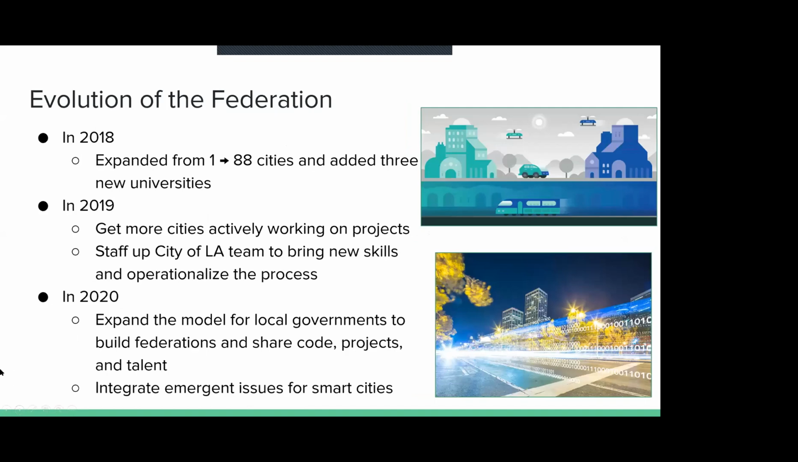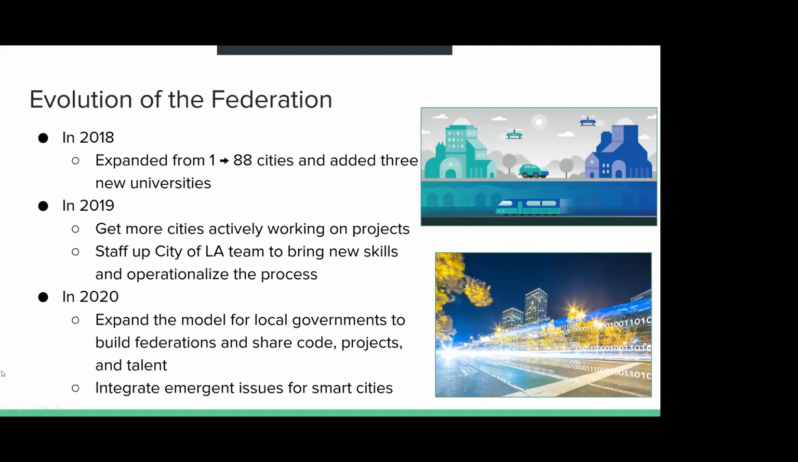So this is where we have been the last couple of years. We expanded in 2018 from our initial concept, which has been pretty successful for us. Again, we're able to do this very inexpensively inside the city of LA, and our universities have just been spectacular in stepping up and really wanting students to get access to real projects and resume building activities. We've brought some more cities on and we staffed up our citywide data analytics team. And now we're really expanding this model for more local governments to share and really thinking about these issues around smart cities and smart city technologies.